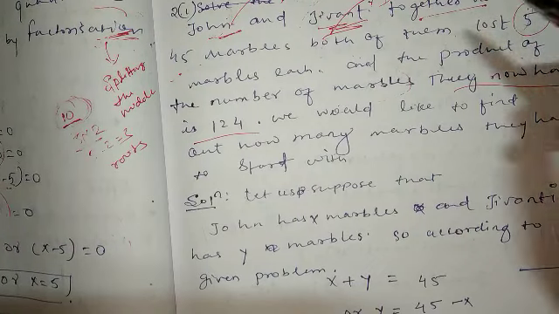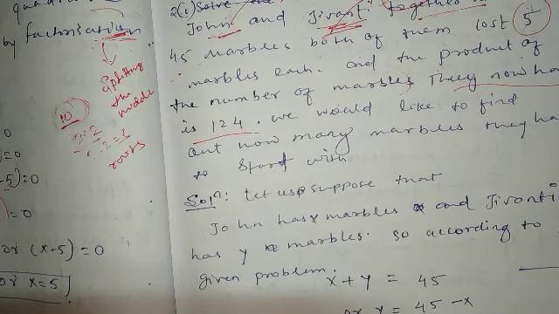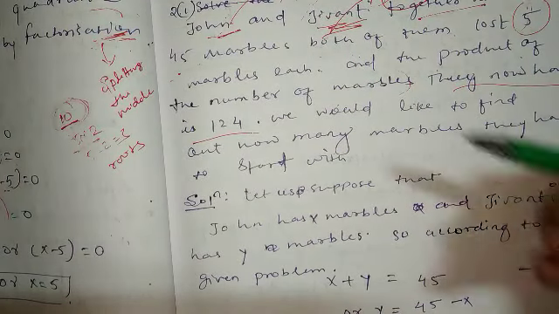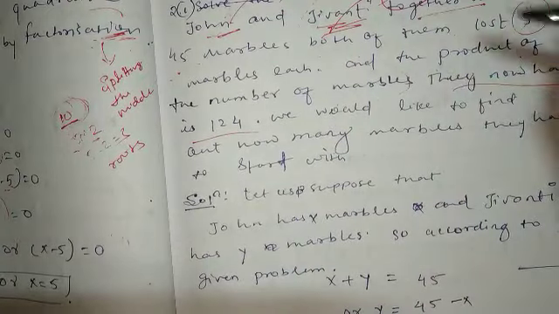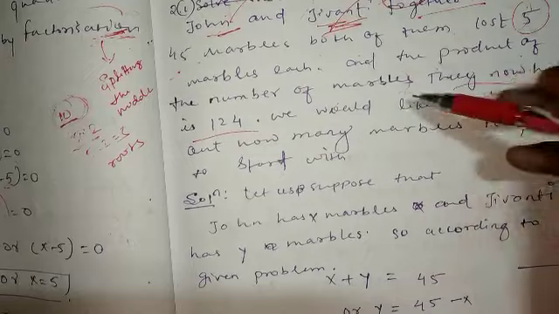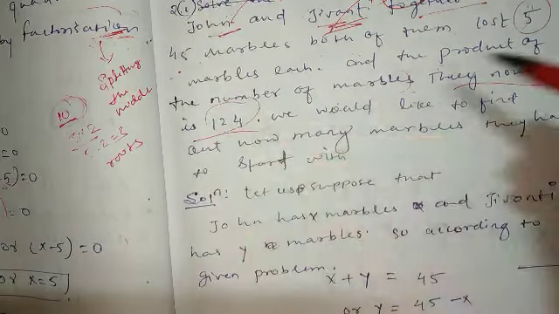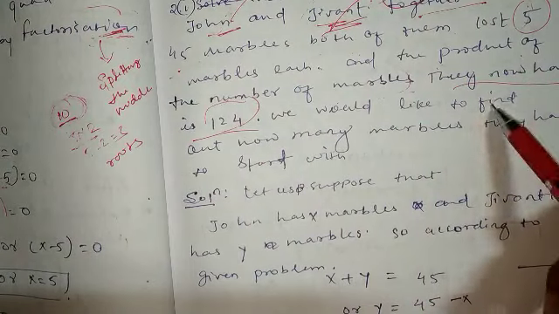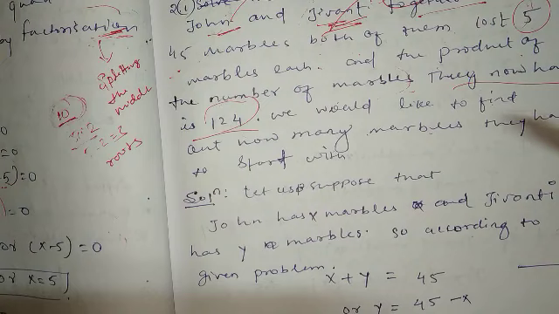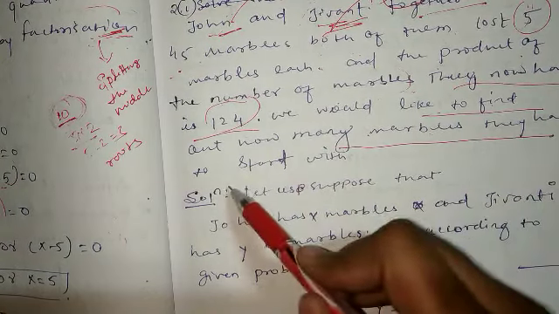So the product of these numbers, X minus 5 and Y minus 5, is 124. We would like to find out how many marbles they had to start with.